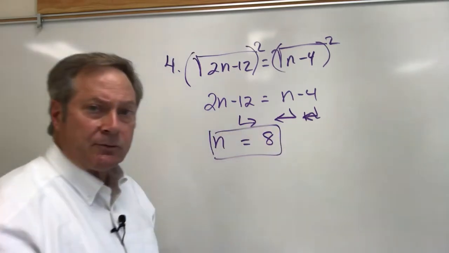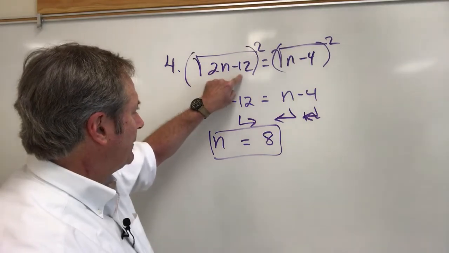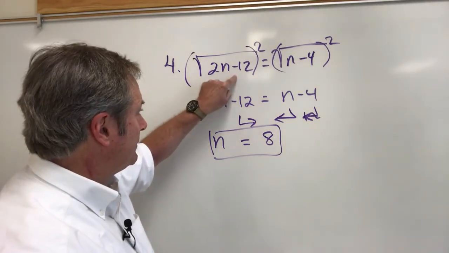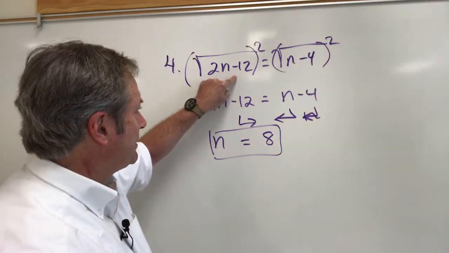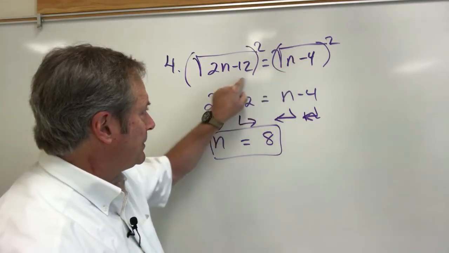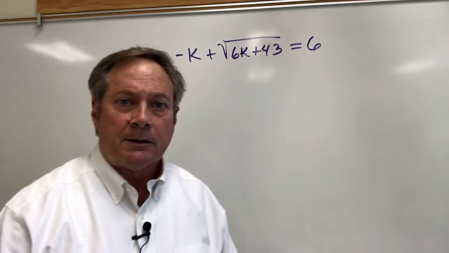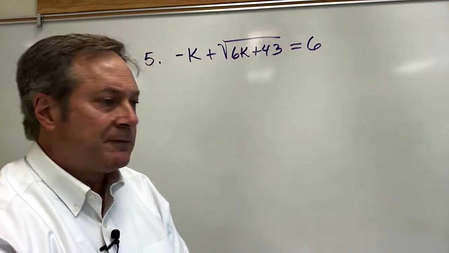Now, let's quickly plug it in. 2 times 8 is 16. 16 minus 12 is 4. Square root of 4 is 2. Well, 8 minus 4 is 4. Square root of 4 is 2. So 2 does equal 2. And they check.